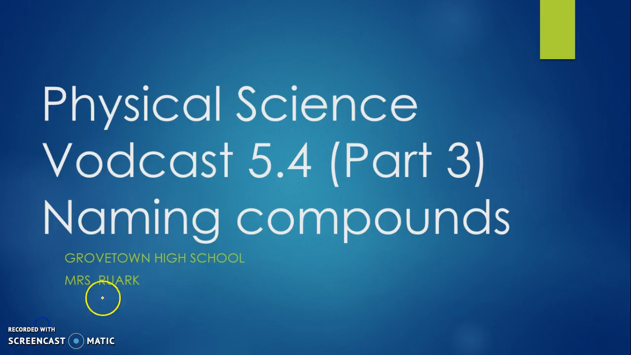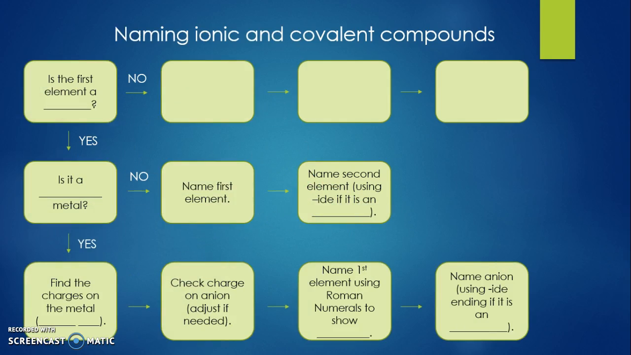This is Ms. Ruark. We are in the third part of Vodcast 5.4 where we're going to finish up naming compounds. And we're going to be doing it with those nasty little boogers, the transition metals. Alright, so this is what we're going to do. Well, I've already taken you through this and talked to you about it.